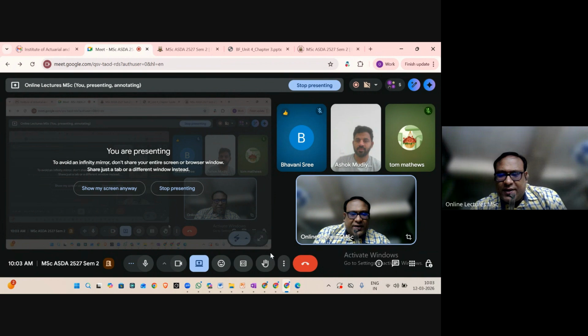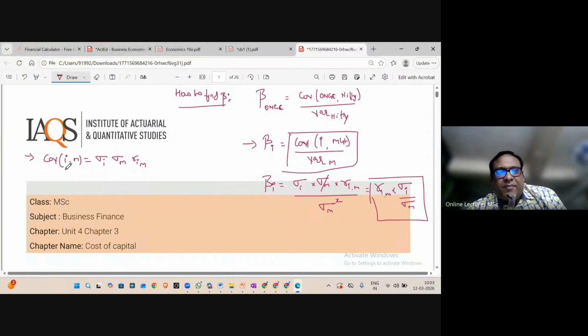Lovely. Thank you, Bhavani. So, Ashok, by this, now you can remember this formula throughout. Covariance of any two items is the product of sigma I, sigma market, correlation of security and market. And this becomes the derived formula.